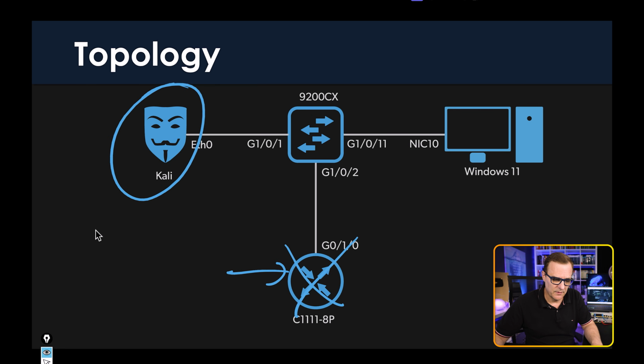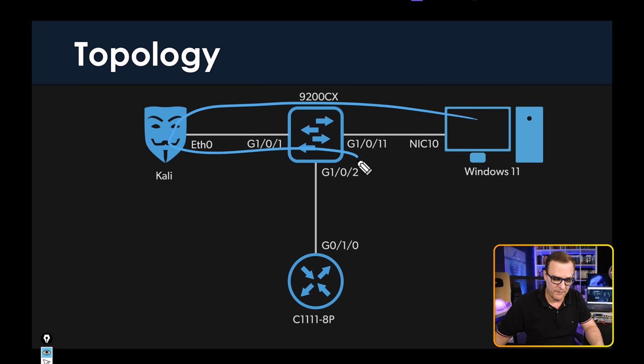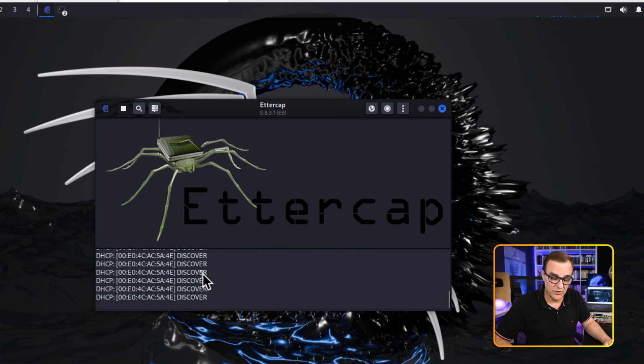We're going to set up this Kali machine as a rogue DHCP server to allocate IP addresses to the Windows computer, but have the Windows computer use Kali as its default gateway so that we can sniff traffic going to the internet as an example. So as you can see here, we're seeing a bunch of discover messages.